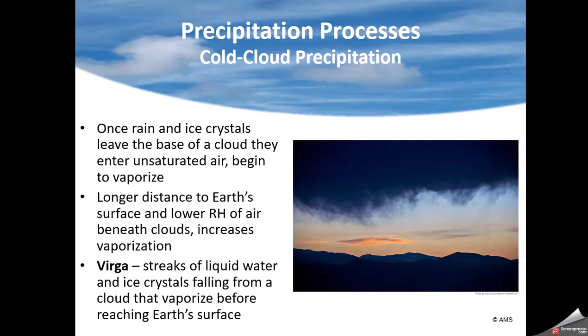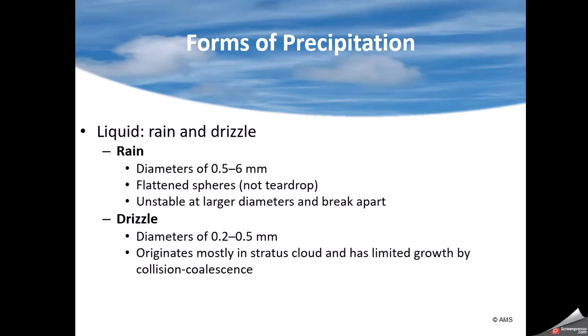So, but it is something to look at here with these. All of it depends on the distance to the Earth's surface from the base of the cloud, and the lower the relative humidity of the air beneath the clouds. So here's some different types of precipitation.